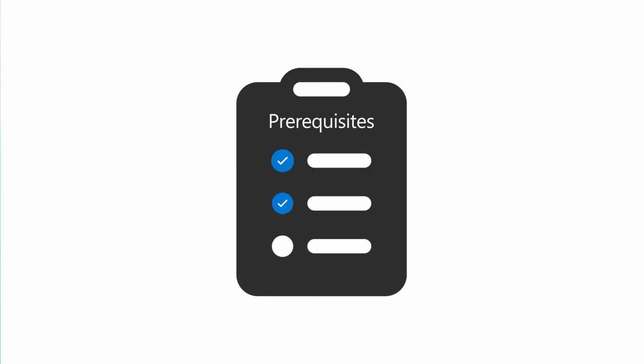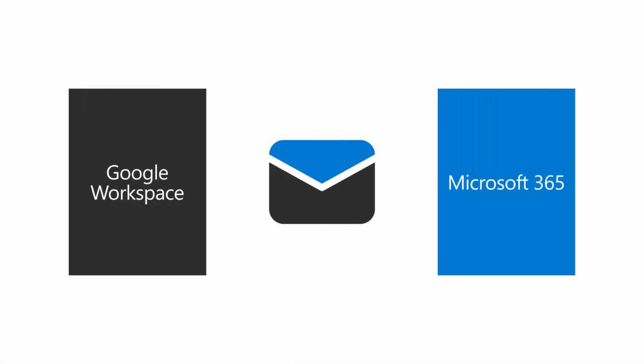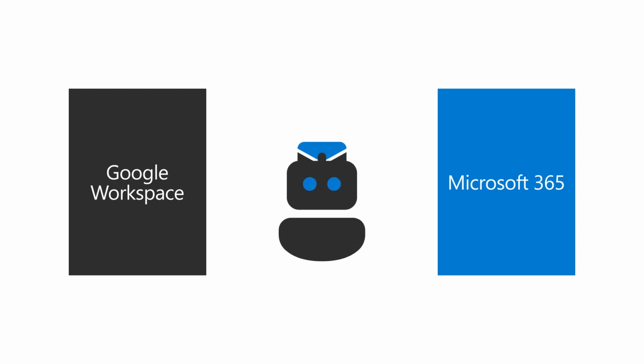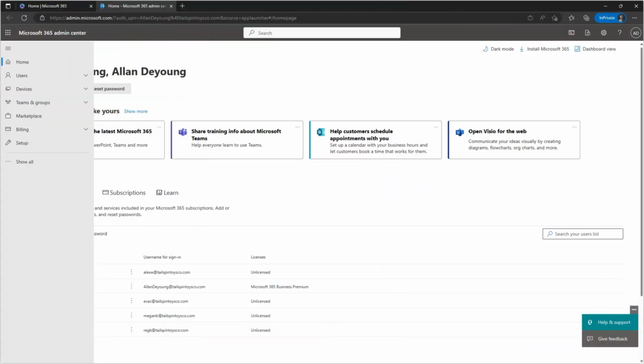After completing the prerequisites, you can migrate your user's email from Google Workspace to Microsoft 365 for Business using the automated batch migration process. First, log into the Microsoft 365 Admin Center.